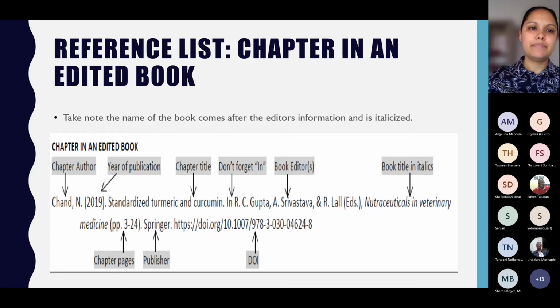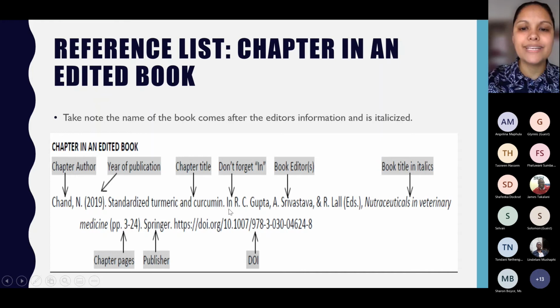When you are referencing a chapter in a book, take note, the name of the book is still going to be in italics. So if you read a chapter and the chapter is written by Chand, comma, initial, 2019 year of publication, the name of the chapter is Standardized Turmeric and Cumin. That's the name of the chapter. Full stop. Who are the editors?